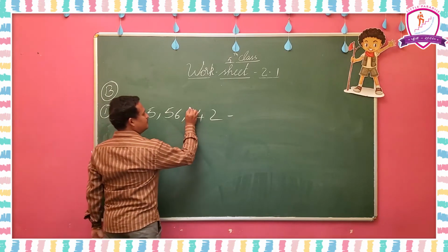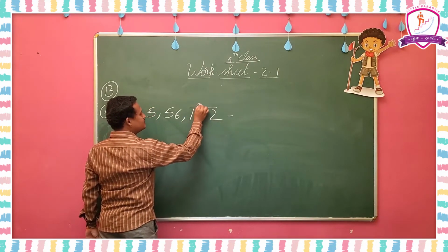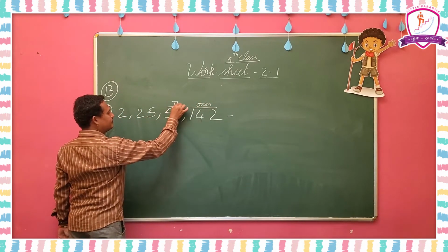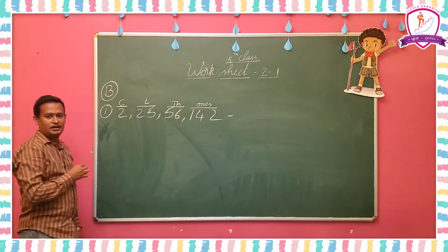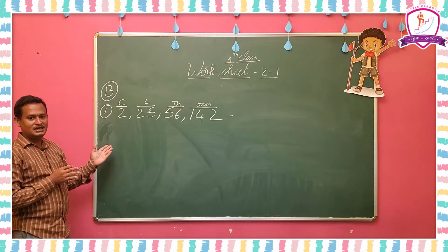First you have to write the periods there, at the top of the number. Here ones, tens, hundreds will become the ones period. And these are the thousands period, these the lakhs period, and this one is the crores period. So first you have to write the periods, then only you can read the number easily.